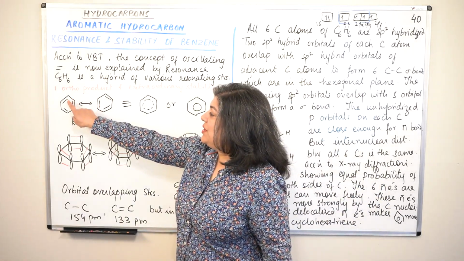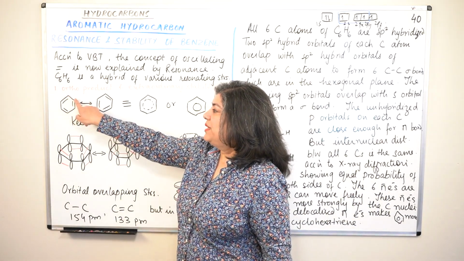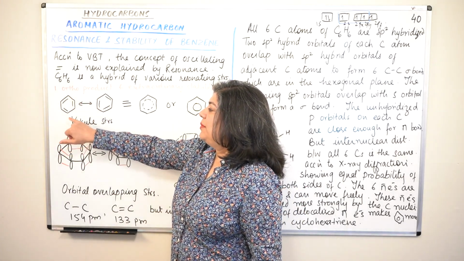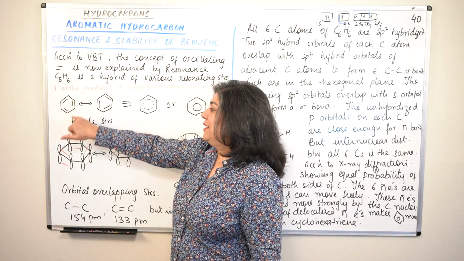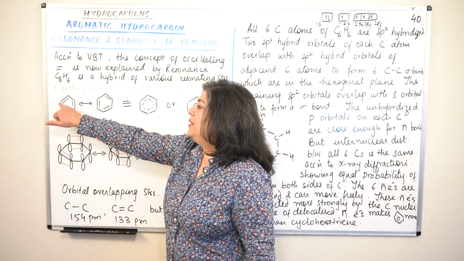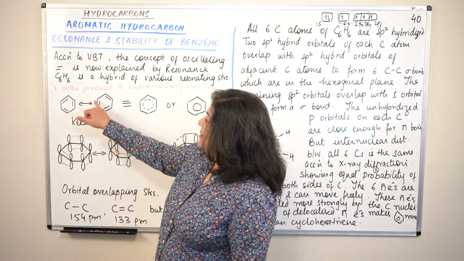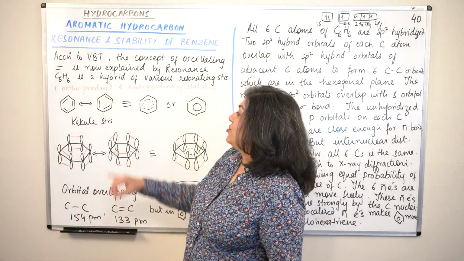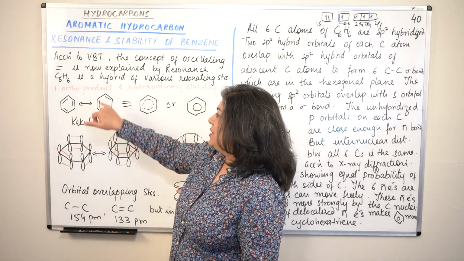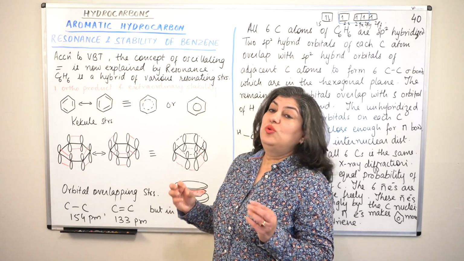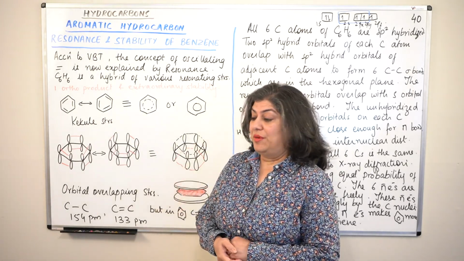The first structure is where between the first carbon and the second carbon there is no double bond. The double bonds start at the second carbon, the fourth carbon and the sixth carbon. And in the second canonical structure, the double bonds start on the first carbon, the third carbon and the fifth carbon. But these were two extreme structures that were given by Kekulé.